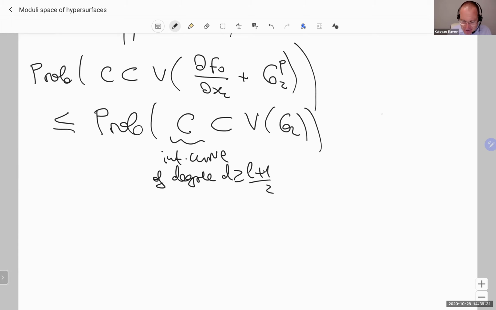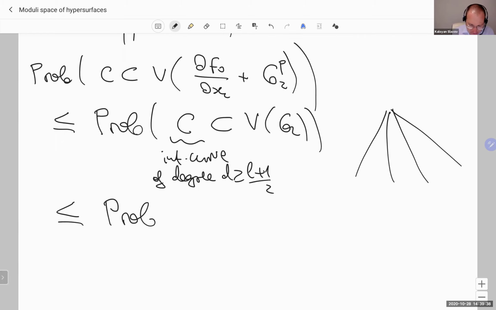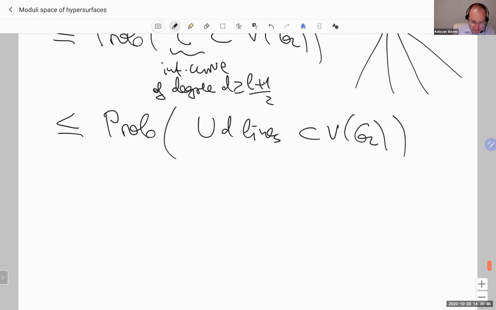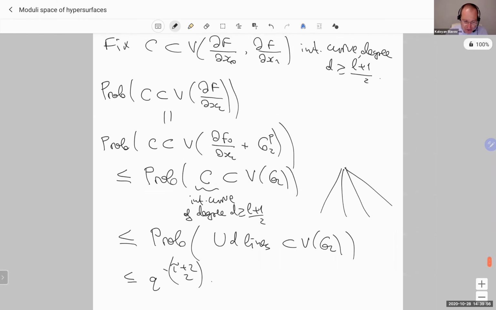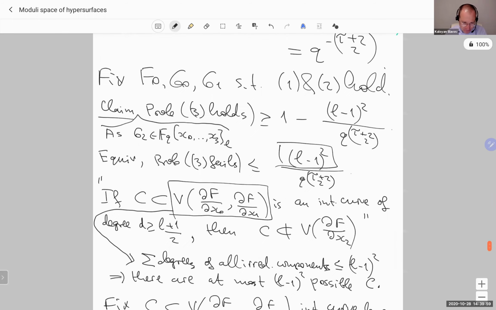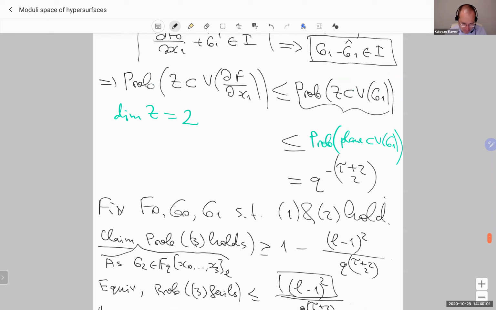Again, you degenerate C to a union of lines. So this is less than or equal to, by the same argument we had before, a union of D lines contained in V of G2. And this is very easy to calculate. This probability is less than or equal to Q to the minus (tau plus 2 choose 2). It's a coincidence that we get the same Q to the minus (tau plus 2 choose 2). Okay, very good. So now look, we have upper bounds.